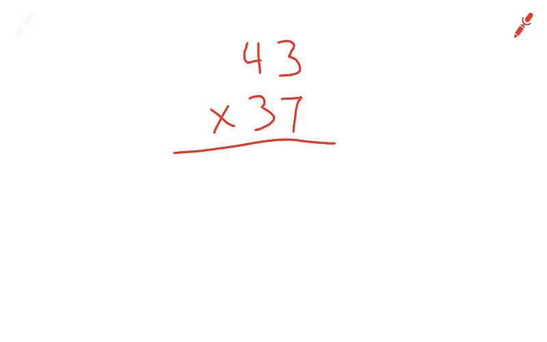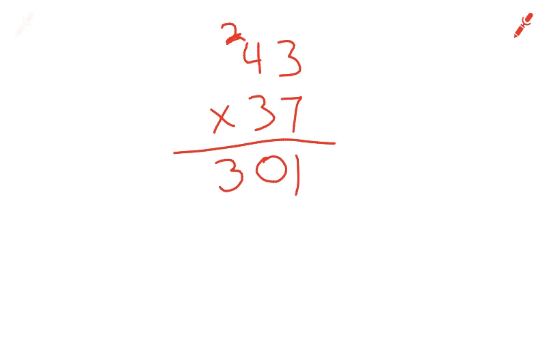B, we have 43 times 37. We'll do our ones place first, and we'll do our spray, where we go 7 times 3, and then 7 times 4. 7 times 3 is 21, carry the 2. 7 times 4 is 28, plus the 2, 30.